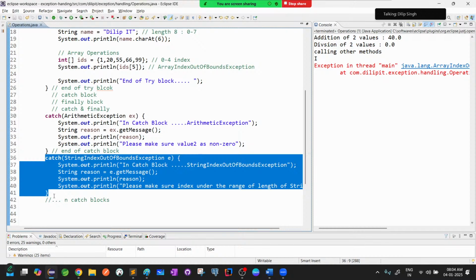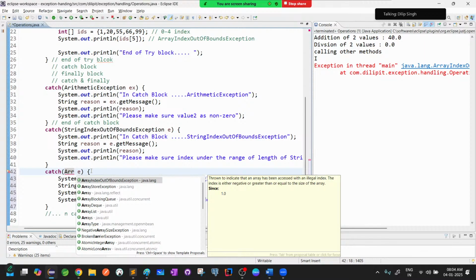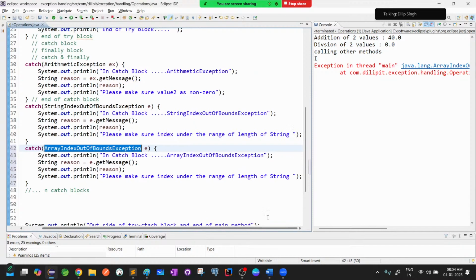Now what you can do is write one more catch block. So what you have to do, out of bounds exception, like that you write it. Now you have a specific catch block for array index out of bounds exception also. And please make sure the index is under the range of the length of the array. Something like a message you wrote like this.